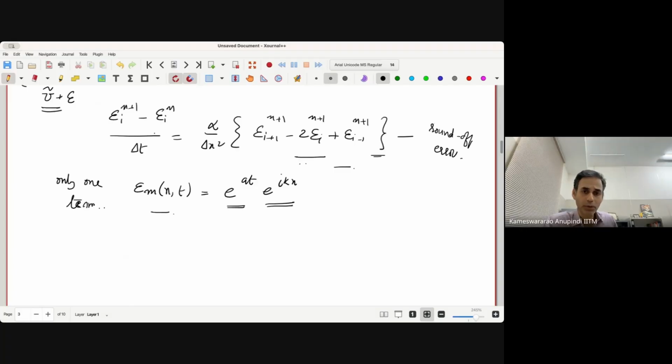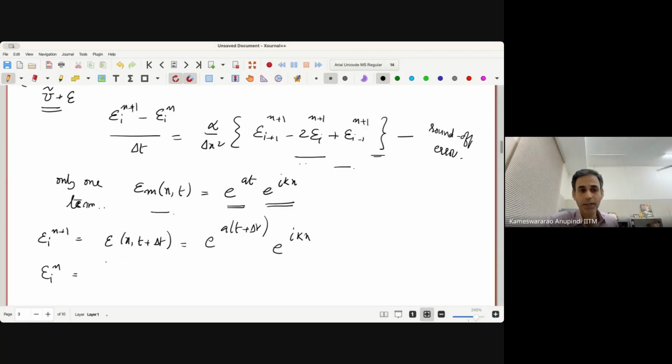Then I'm going to evaluate what epsilon_m(x) is at these values. So what will be epsilon_i^(n+1)? Let me write one more thing here. This is going to be epsilon at x comma t plus delta t. That means we're dealing with x and t plus delta t. So this is going to be e to the power a times (t plus delta t) times e to the power ikx.